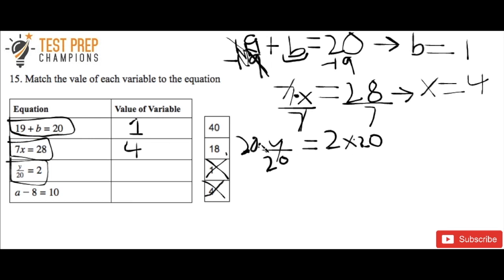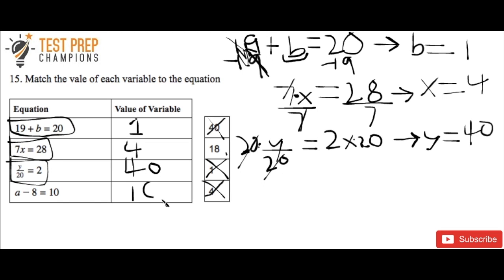All right, and so we've got 20 times y divided by 20. So these are going to cancel out. The reason they cancel out is because 20 divided by 20 is going to be 1, and 1 times y is just y. We don't need to write the 1. So we have y equals 2 times 20, and 2 times 20 is 40. So we have y equals 40. All right, and so we can plug this in here as 40. And now it's pretty obvious, by process of elimination, that this is going to be 18.